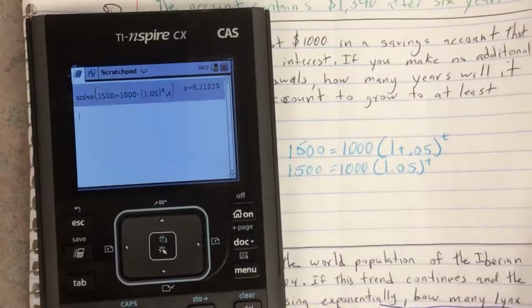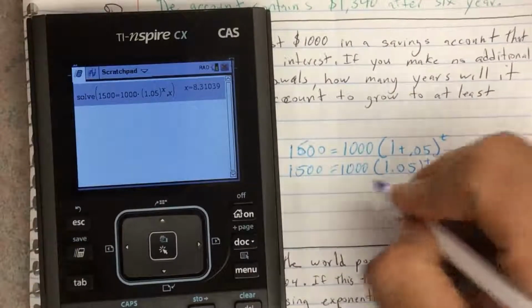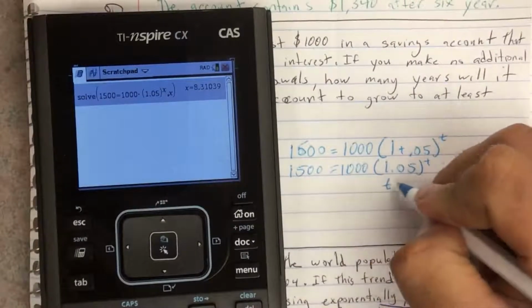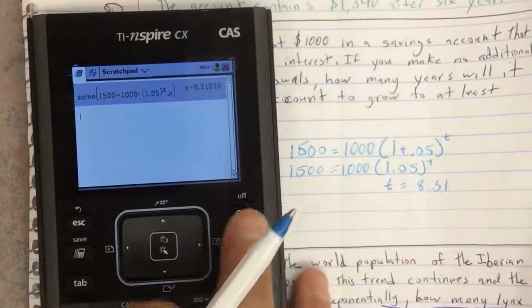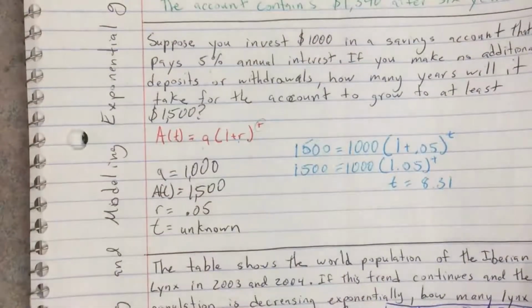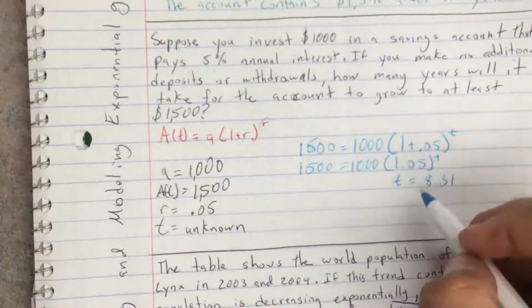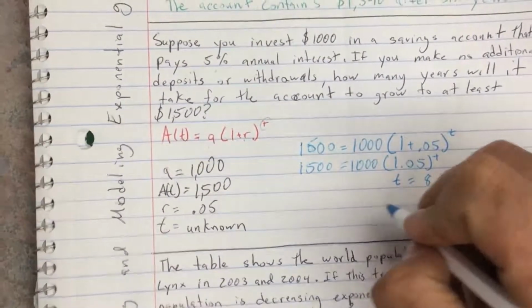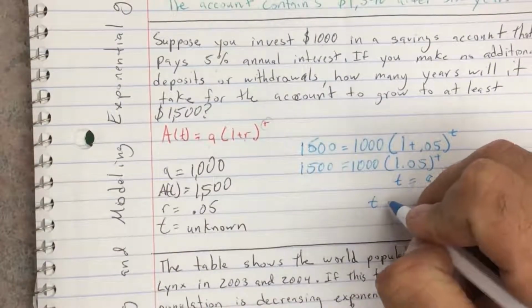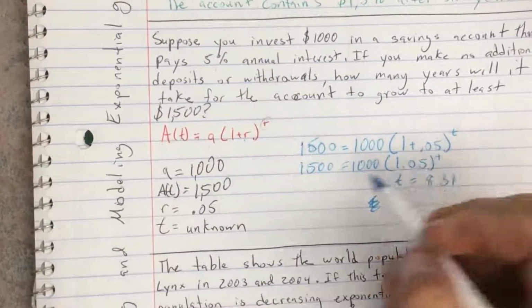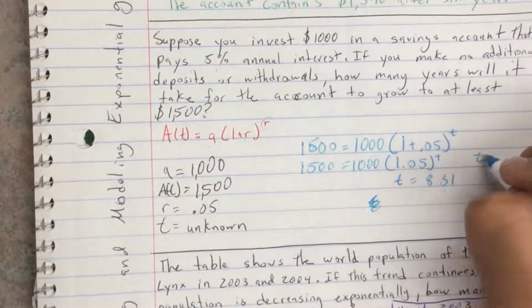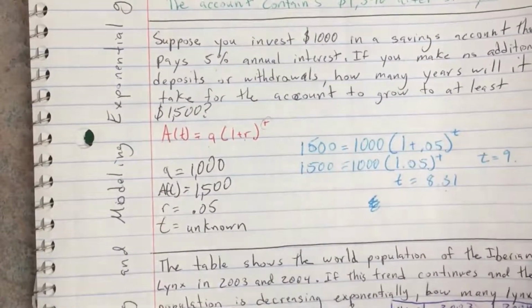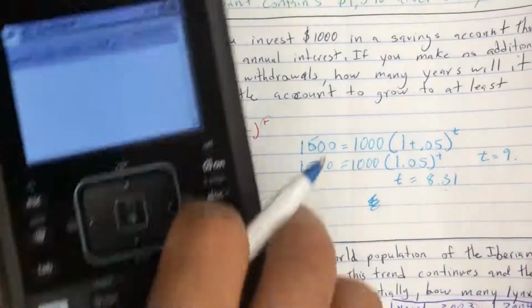You just click enter, and it's going to give us that our t in this case is going to equal 8.31. But since we're being paid out annually, we can't use the 8.31. So it's basically going to be after 9 years. So t is going to have to equal 9 years. We're going to have to go back and now plug it in here.